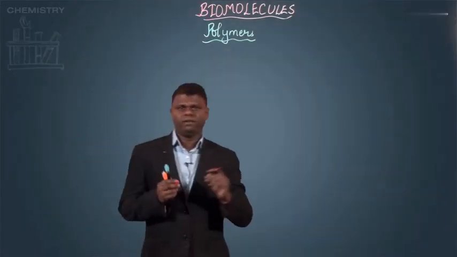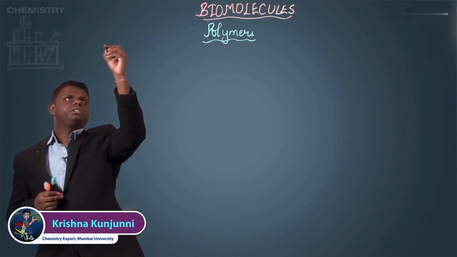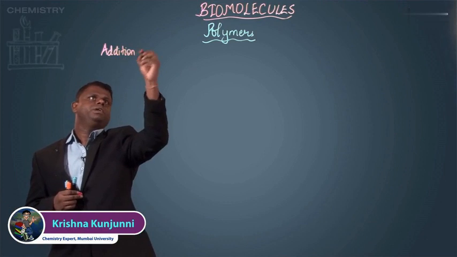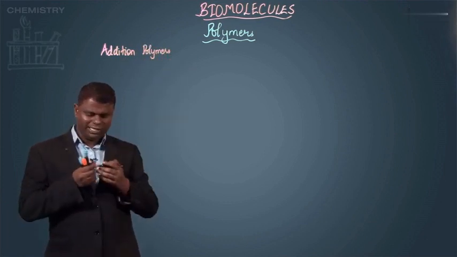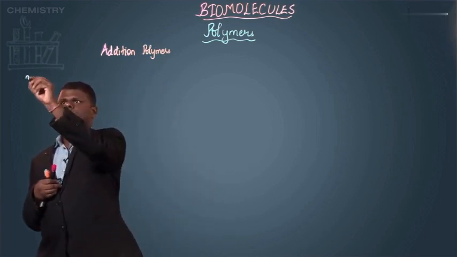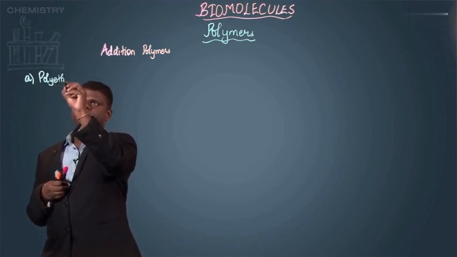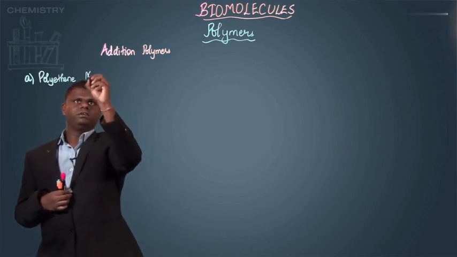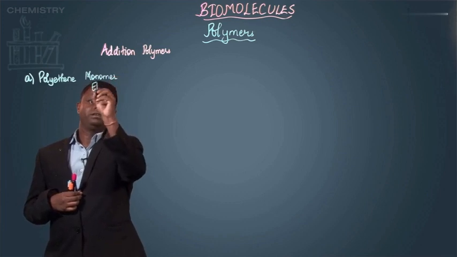Okay, now let's have a detailed discussion of addition polymers. So the topic for this particular session is going to be addition polymers. Now we are going to study different addition polymers. So let's start with polyethylene. For polyethylene, let's start with the monomer. The monomer is going to be ethene.